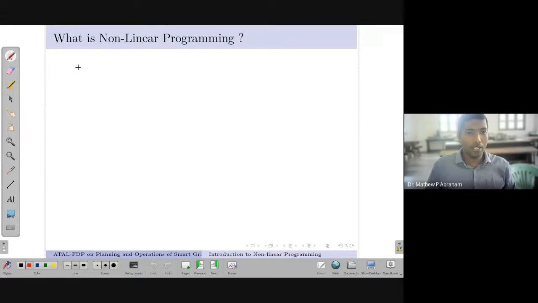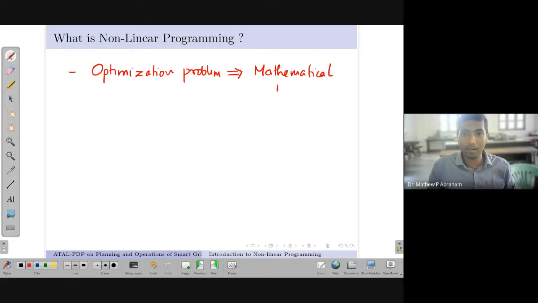So what is nonlinear programming? I have already introduced the term, and it is basically an optimization problem. Optimization problems are called mathematical programs. We have computer programs, like the C language and C++ language, but if you say something is a mathematical program, that is actually referring to an optimization formulation.